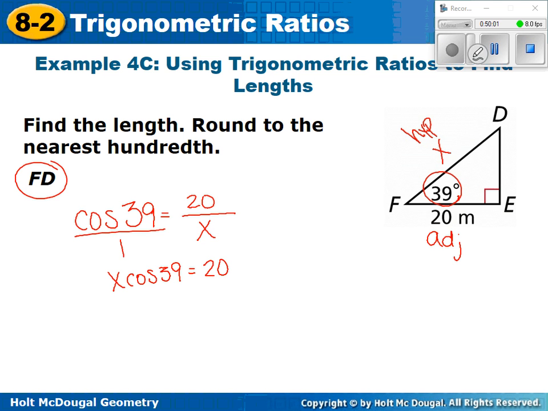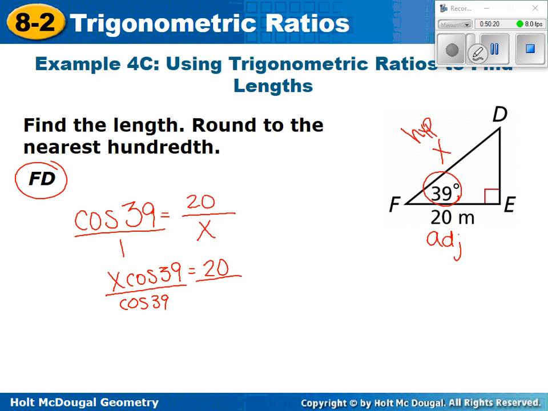Okay, from here, what will I need to do to solve for x? Divide by the cosine of 39. Remember, that's just a number. It's all together, it's just a number. Beside? Because it is adjacent over the hypotenuse.